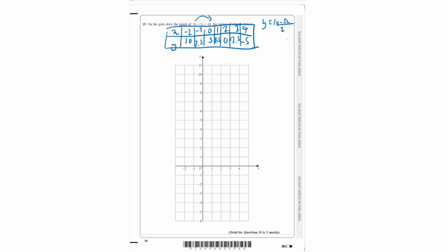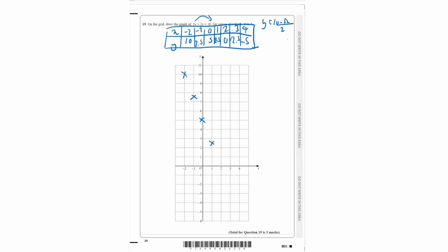Okay, so we start on the x-axis, negative 2, and then we move up to 10. So that's over here. We can then draw a cross there and move on to the next value. Negative 1 and 7.5. So negative 1 and between 7 and 8 is 7.5. So we simply draw a cross there. On the x-axis 0 and the y-axis 5, we can simply draw a cross here. On the x-axis 1 and the y-axis 2.5, that's between 2 and 3, so that's over here.